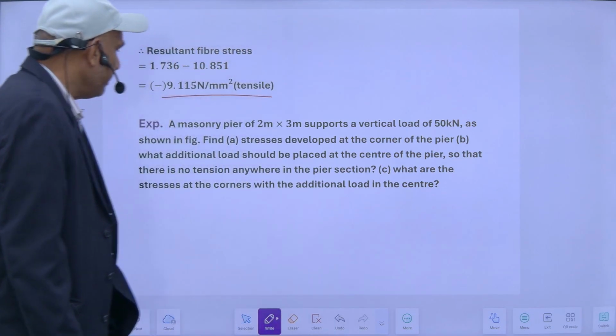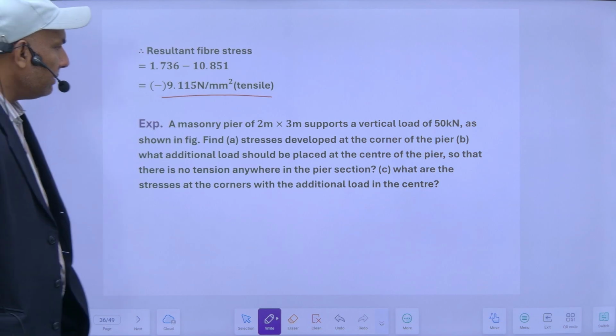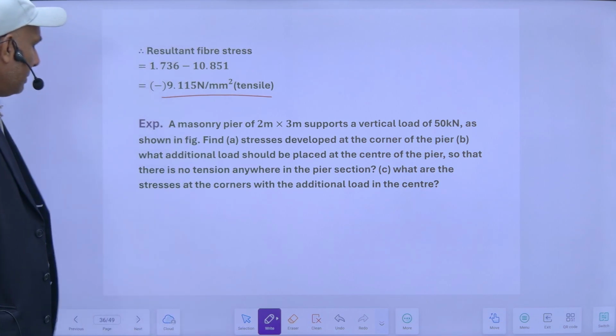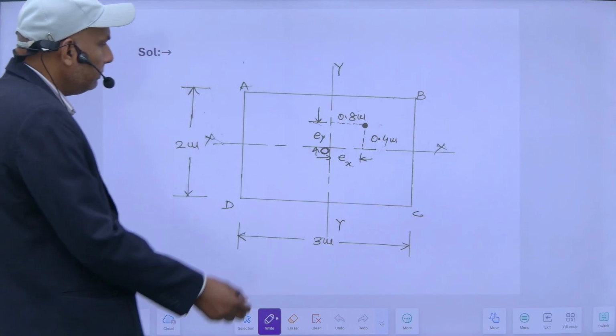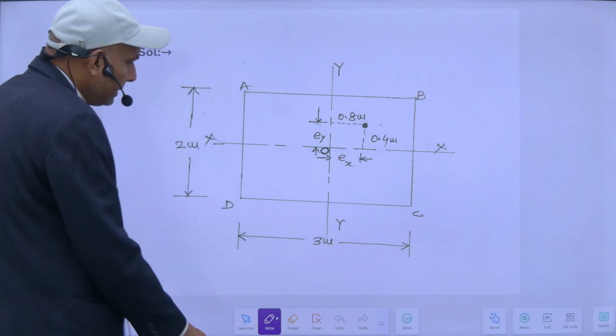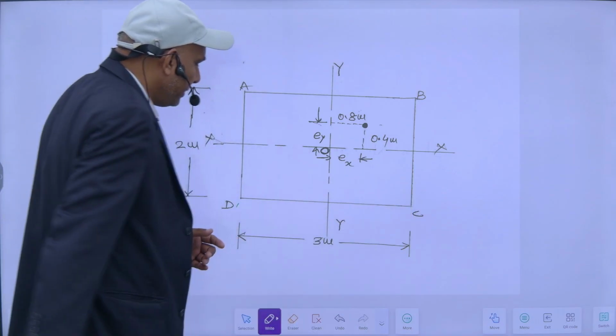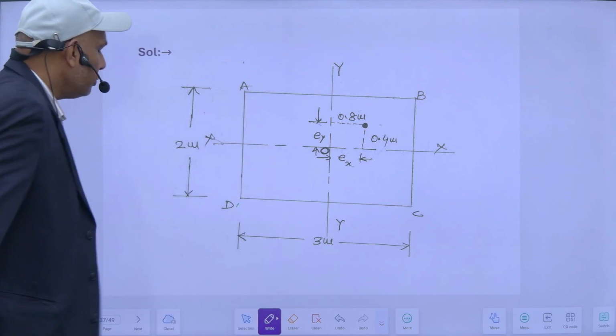Second example: a masonry structure of 2 meter into 3 meter supports a vertical load of 50 kilonewton as shown in figure. Find the stresses developed in the corner of the pier. So this is the masonry structure. This is the 3 meter length, its width. This is the depth, 2 meter.